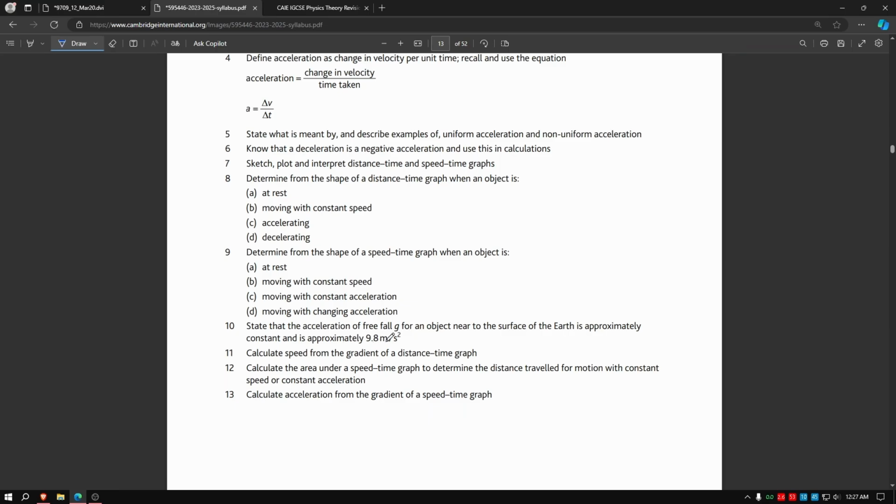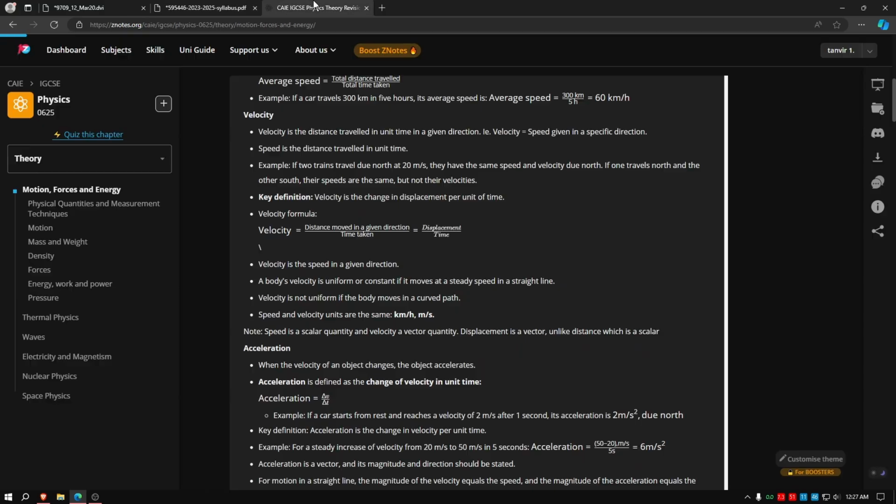State the acceleration of free fall g of an object near the surface of the earth is approximately constant and is approximately 9.81 meters per second squared. Okay, so one random fact is inserted, which is the acceleration of the earth.